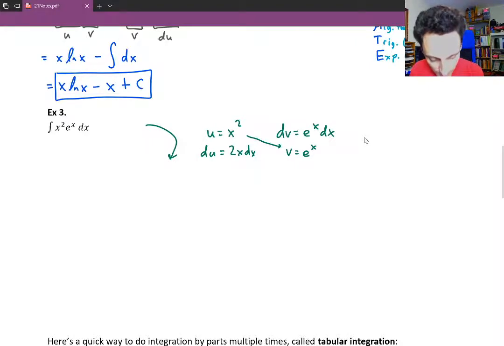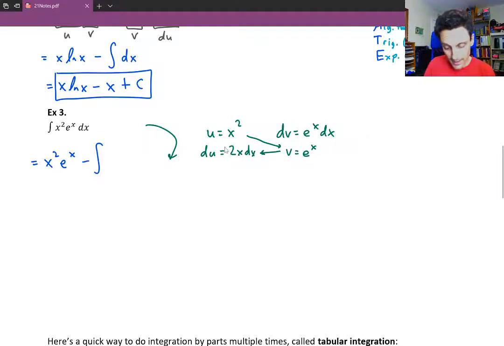And now we're going to write up the right side of the integration by parts formula, which is going to give us x squared e to the x minus the integral of e to the x times 2x. Now, since we're multiplying these together and looking ahead, I'm just going to write them in the order that we're used to seeing them. So 2x e to the x dx. There we go.